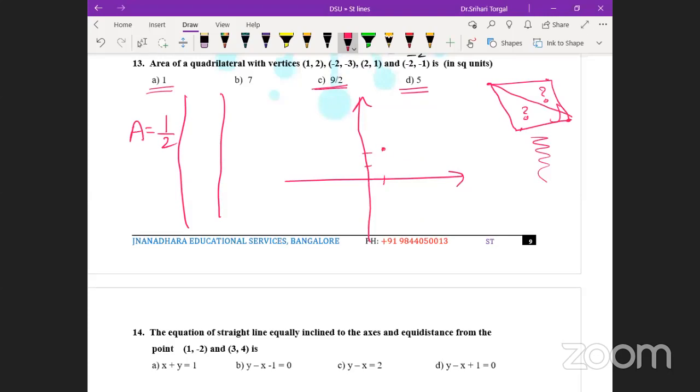1, 2. Okay. The first point, let me call it as A. -2, -3, B. 2, 1. Point C. And -2, -1. Point D. See here, if you write first point here 1, 2.